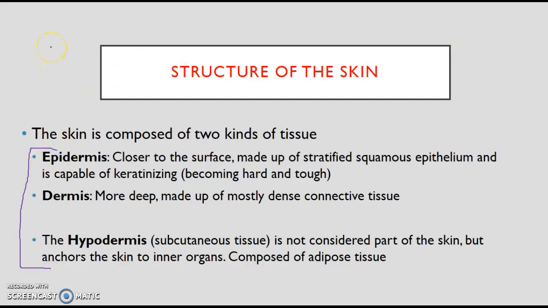The epidermis is the one closest to the surface of the skin, and it's really made of tough stratified epithelial. Below it is going to be the dermis. The dermis is going to be made of mostly dense connective tissue. And then the third layer, in some textbooks, is not considered a part of skin, in some it is. We're kind of going to go back and forth on that a little bit, but you definitely need to know that the hypodermis is below the dermis, and it's made of fat tissue, adipose tissue, and that's to really help with insulation and anchor the skin to our lower organs.